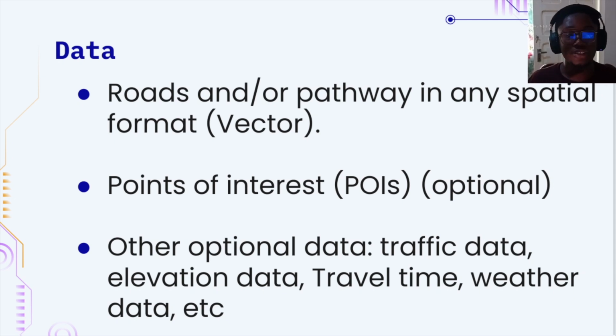Okay, so now let's talk about the data. What kind of data do we need for routing? We essentially need roads data, a linear data. Could be roads or pathways in any spatial format: shapefiles, FlatGeobuf, GeoJSON, whatever. And points of interest are optional. They aren't necessary for a routing application, but they make it interesting and interactive. And you could have other optional data such as traffic data, elevation, travel time, weather data. This helps in evaluating the metric for the weight. We will talk about that when we get there.